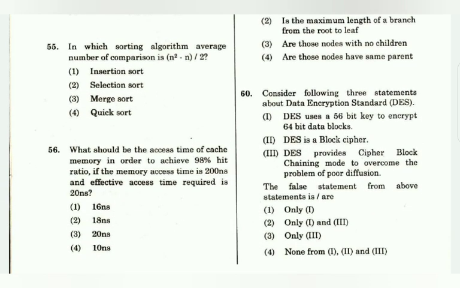In which sorting algorithm is the average number of comparisons n square minus n by 2? The average number of comparisons in insertion sort is approximately n square minus n by 2, which simplifies to big O of n square. It sorts elements by picking one at a time and placing them in their correct position, like how we pick a card during a card game. Similarly, insertion sort works. So option 1 is the correct answer.